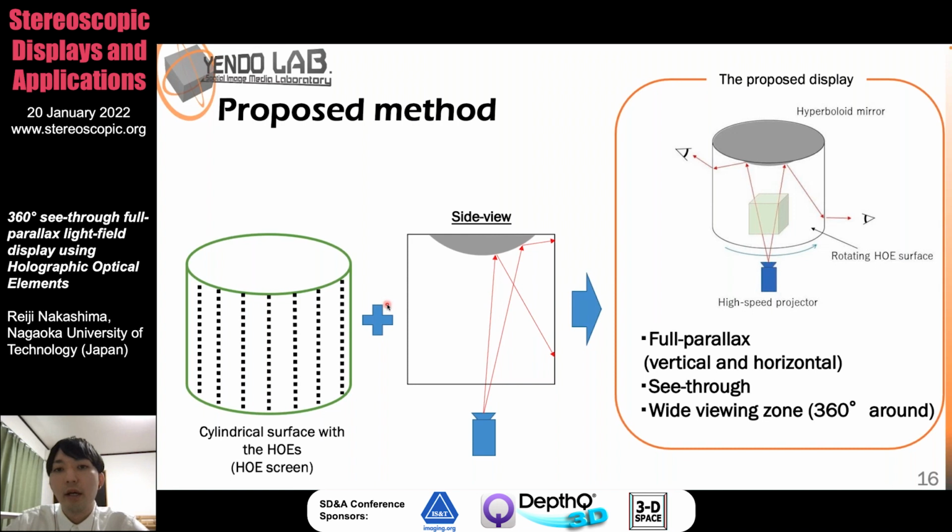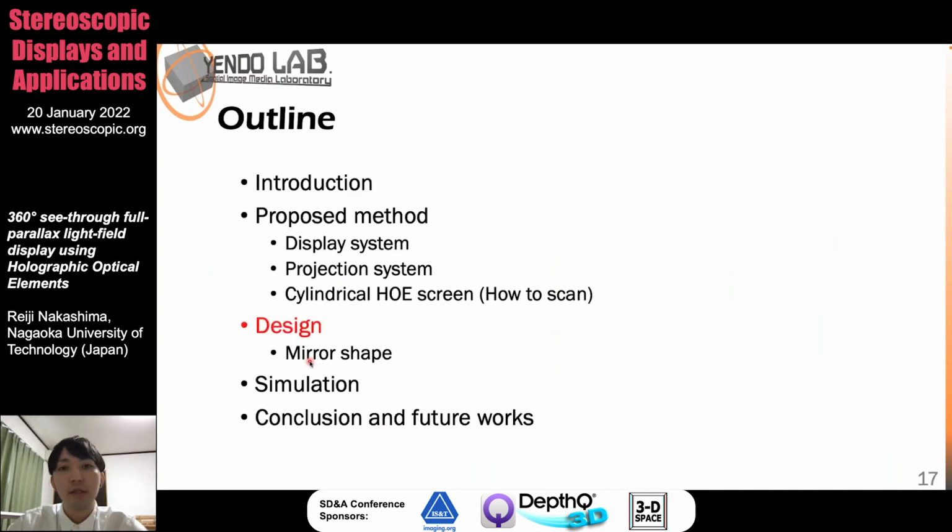By aligning the HOEs on cylindrical surface like this, the cylindrical HOE screen is created. And by combining the screen and the projection system, which consists of a high-speed projector and a hyperboloid mirror, the proposed display is realized with these characteristics: full parallax, see-through, and wide viewing zone. Next, I will explain the design of the display.